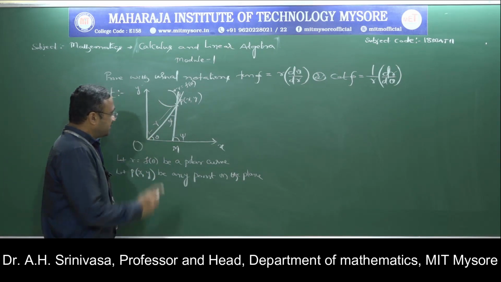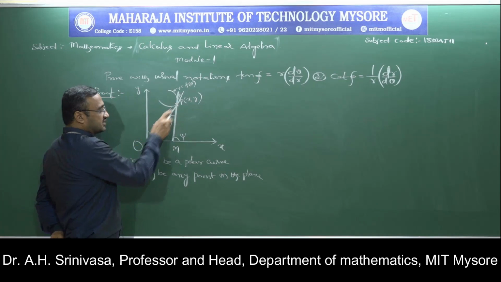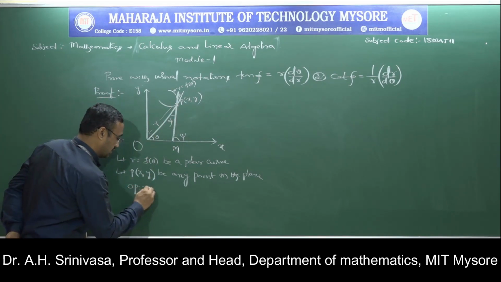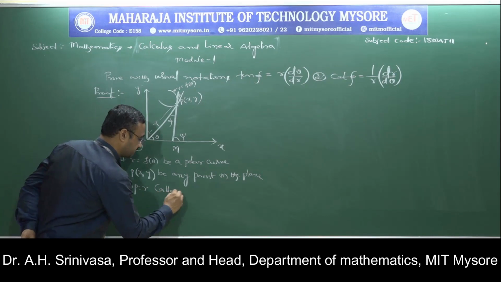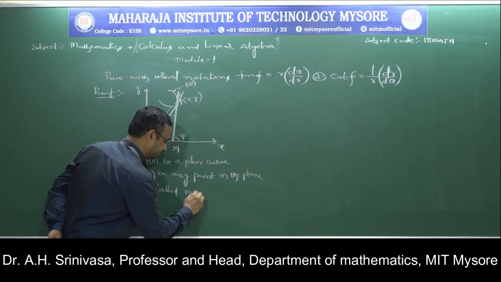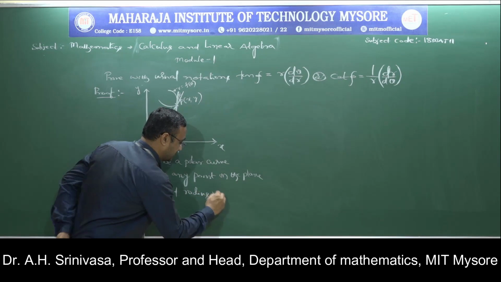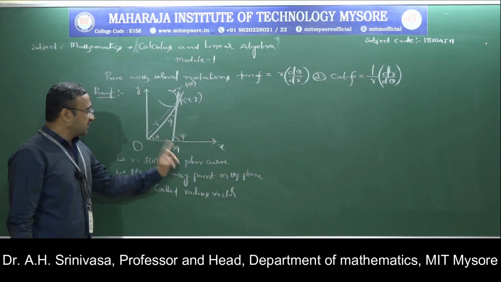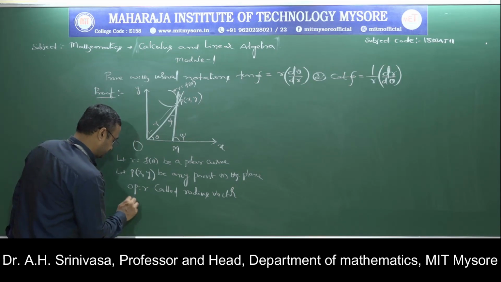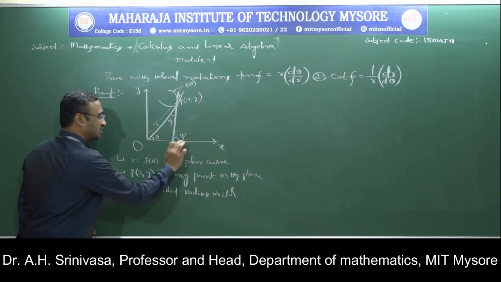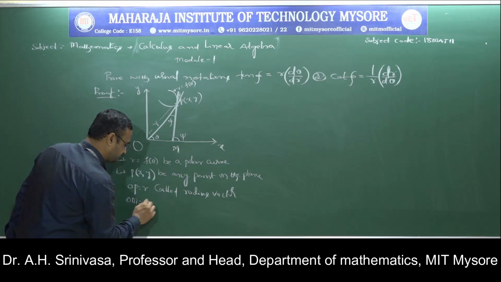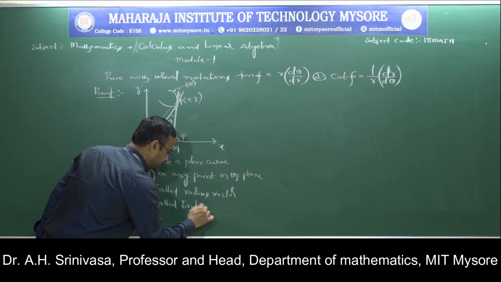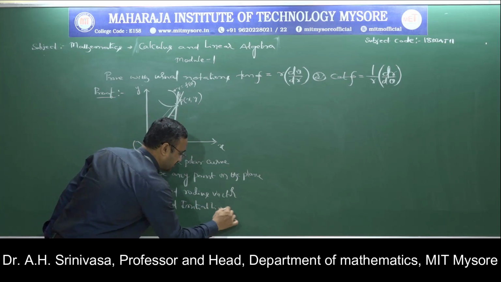Then theta. Now theta is the angle between. This is called radius vector. We call it OP equal to r, called radius vector. And OM is the initial line. OM, simply called as an x distance like that, called initial line.